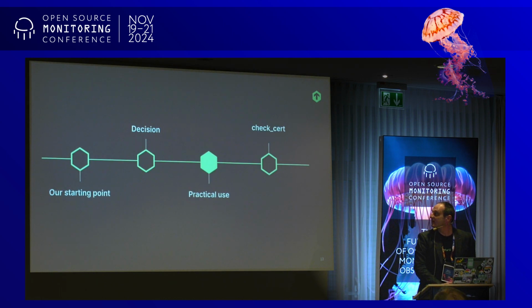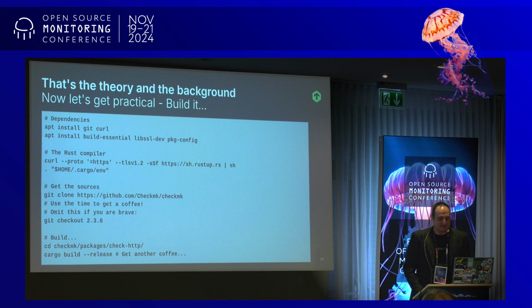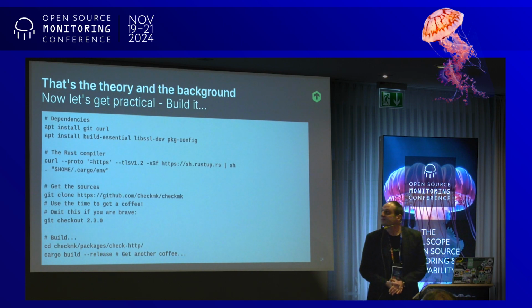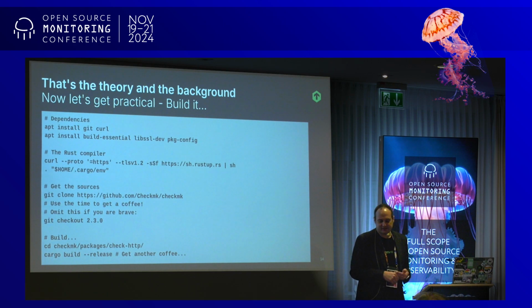So now let's get practical. That was the theory and the background. Building a Rust binary is quite easy because the whole Rust tool chain is mostly self-containing. It's basically trusting some shell script you get from the Rust setup server without looking at it. And then you have the Rust environment installed.